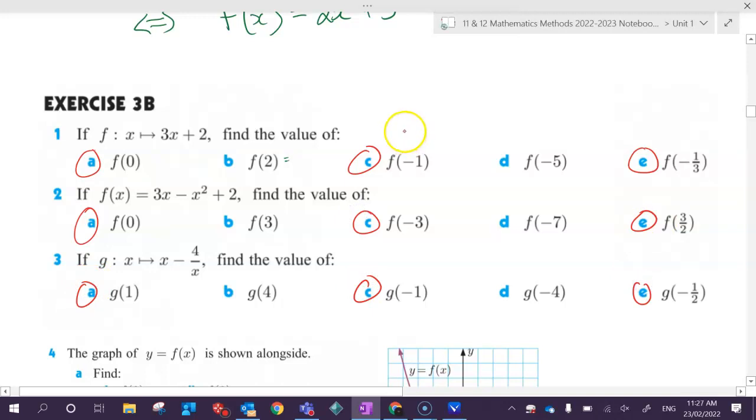I'll do C, 1C. F of -1 is going to be 3 times -1 plus 2. -3 plus 2 is -1. I worked up the page because I don't have room. You, of course, will work down the page and make it all beautiful in your books. There are 9 to do. That should take us 1 minute. Go for it.